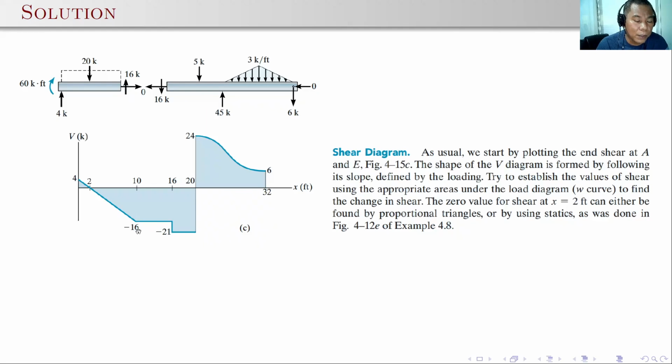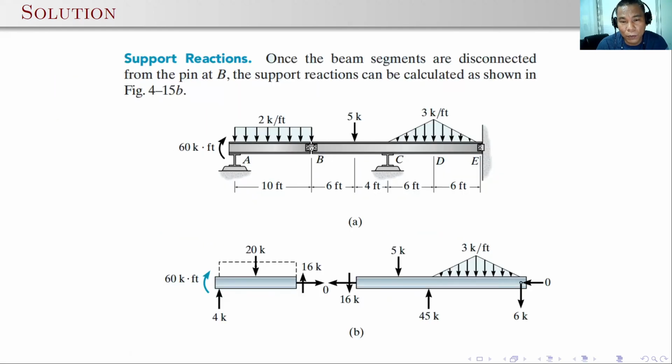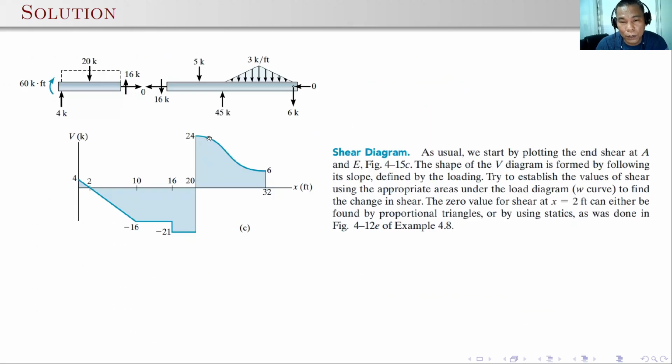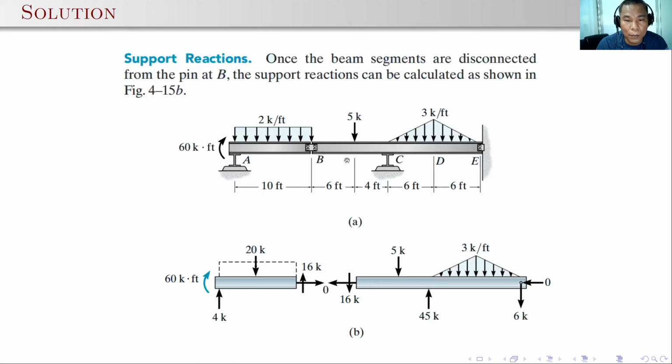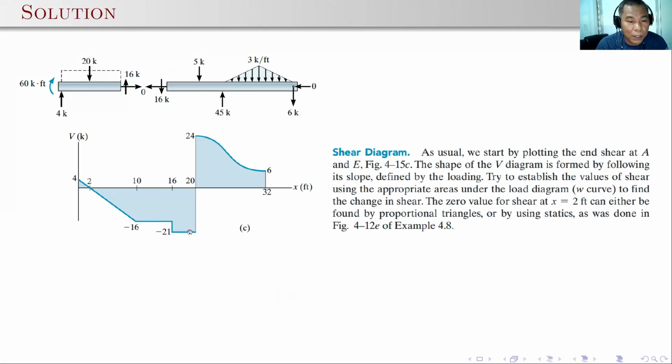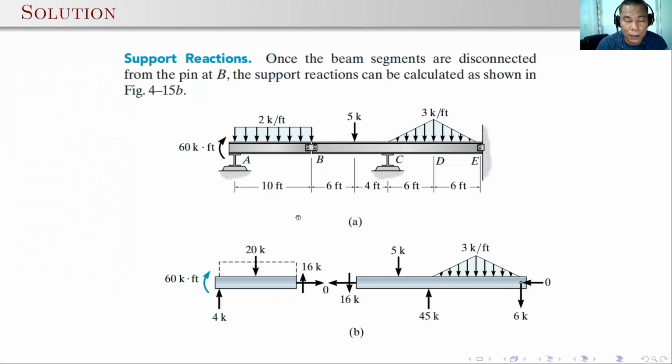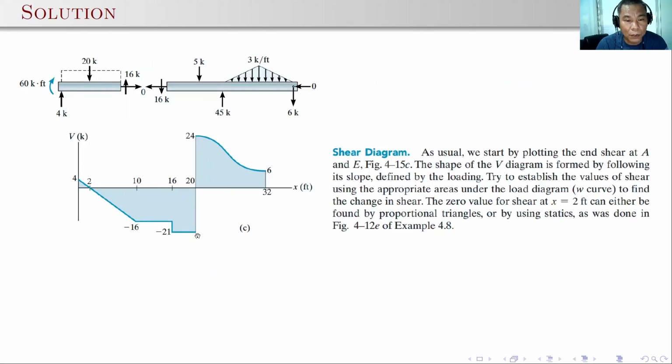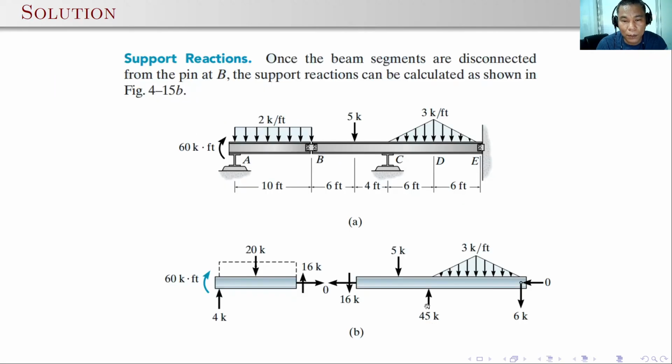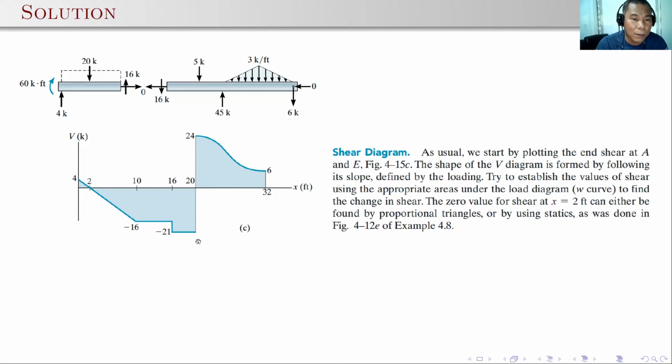Take note, of course, there is no loading between B and the pipe, so your shear should be constant. And then there is a sudden change at the pipe, so minus 16 minus 5, so that's minus 21. And again, there is no loading here, so your slope or your shear is constant, which is minus 21. And there is a sudden change, so the reaction here is 45. So minus 21 plus 45, that's 24.